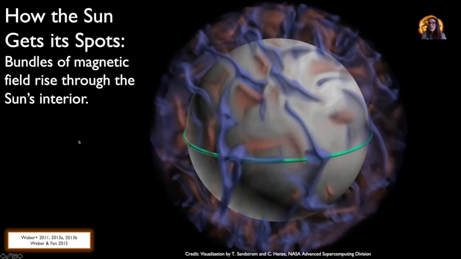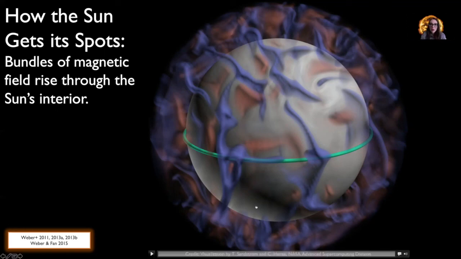So this slide is essentially a summary of the work that I did to get my PhD. I did computer simulations to study how the sun gets its spots. And we think this is how other stars might get their spots too, because we know that other stars have star spots. It's not just the sun that has sunspots. So what happens is that bundles of magnetism created by the sun's dynamo are going to rise through the sun's interior, intersect with the surface to form sunspots.